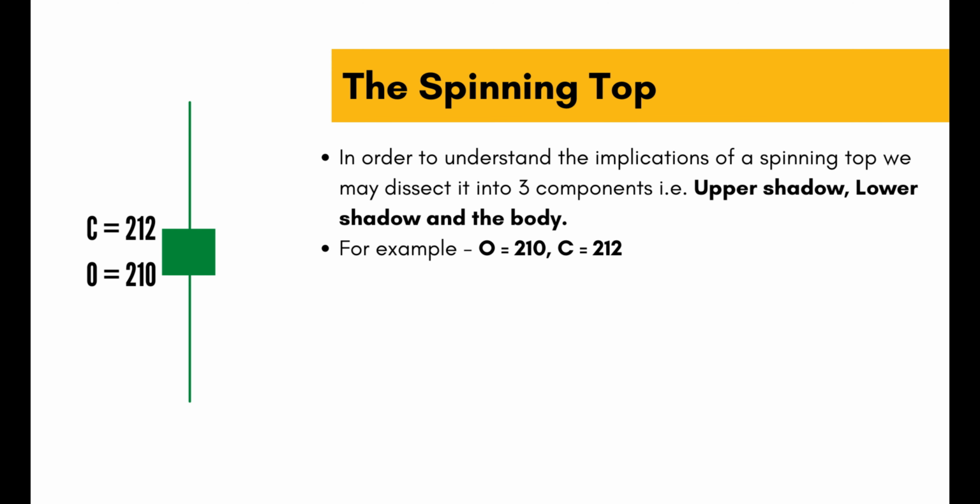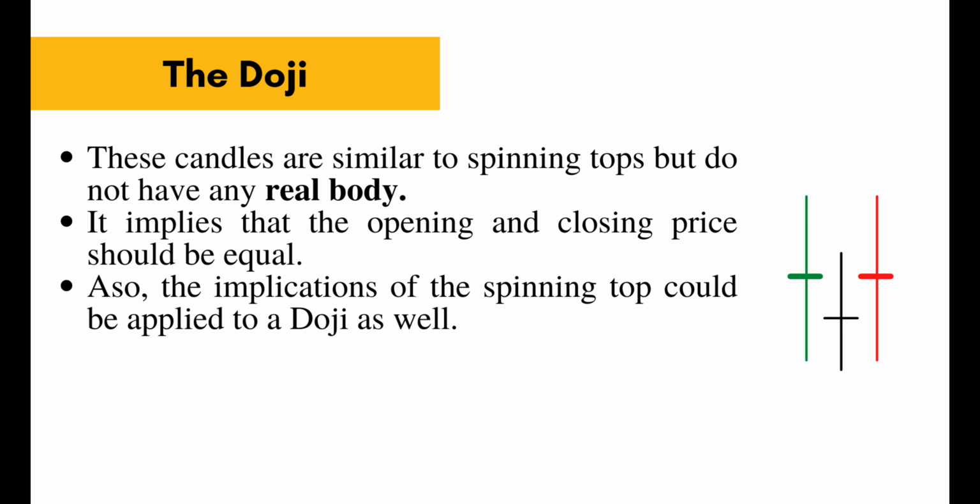Now taking up the candle as a whole, a spinning top does not convey much. As both the bulls and bears failed to influence the markets, the sentiment is uncertain. The next pattern that we will discuss is the doji.